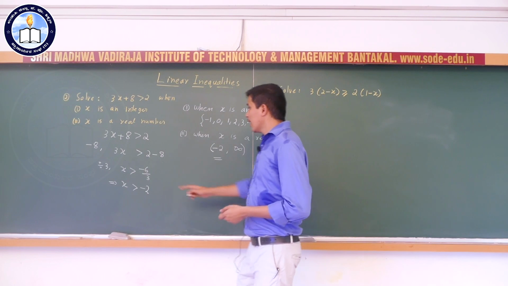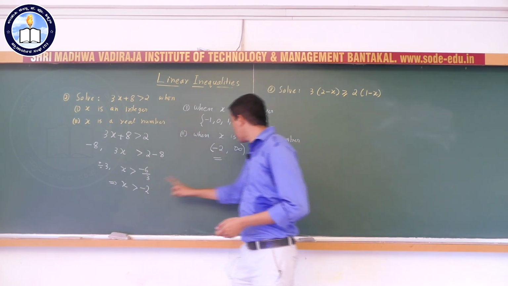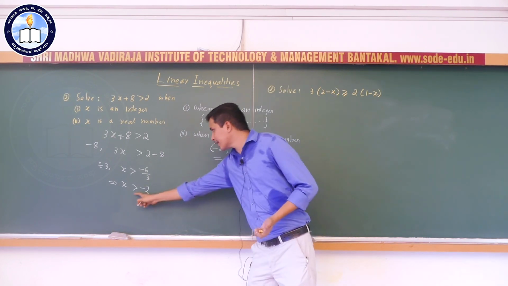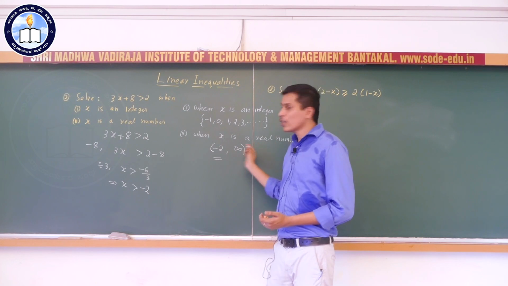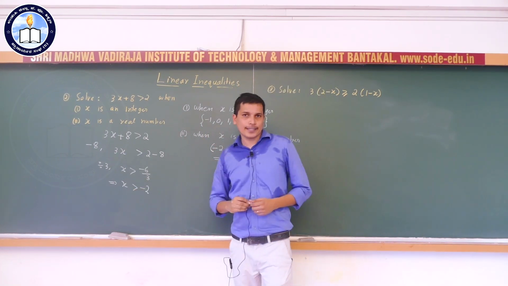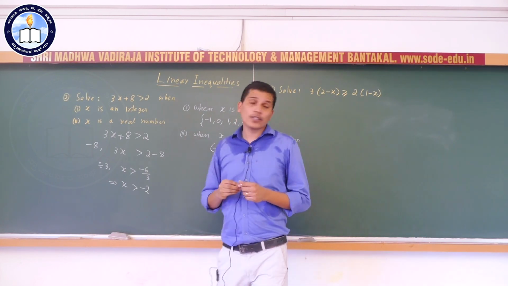So if it is here a slack inequality, greater than or equal to, then minus 2 is also included. It is a closed interval, and since it is greater than or equal to, we move to the right side. Suppose it is less than, then we need to move to the left side, and minus 2 comes there. So like that it proceeds. Okay, just keep it in mind.